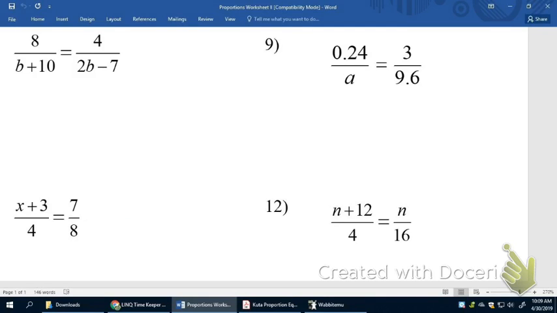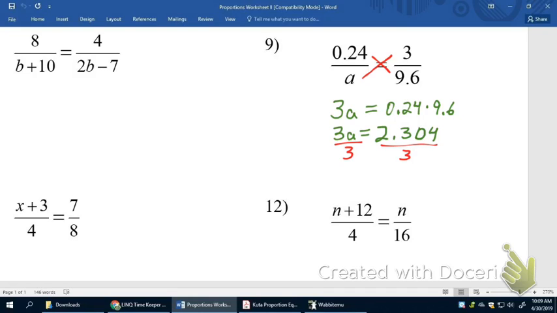Alright, I'm going to go ahead and move forward to number 9. I'm going to multiply the a with 3, so I'm going to get 3a there. And I'm going to multiply the 2.24 with the 9.6, so it's going to equal 0.24 times 9.6. Now I'm going to simplify that right hand side, so 3a will equal 2.304. And that's actually just using my calculator there. And the last step is to divide by 3. Now I'm going to end up with a decimal answer here, but that's really no big deal.